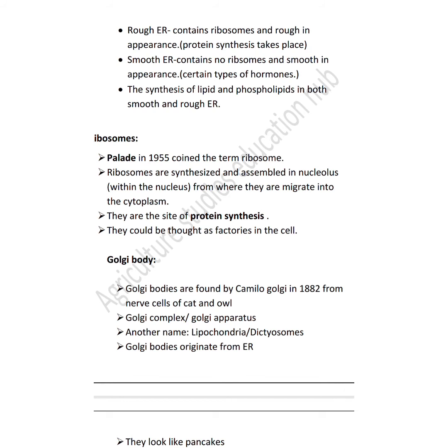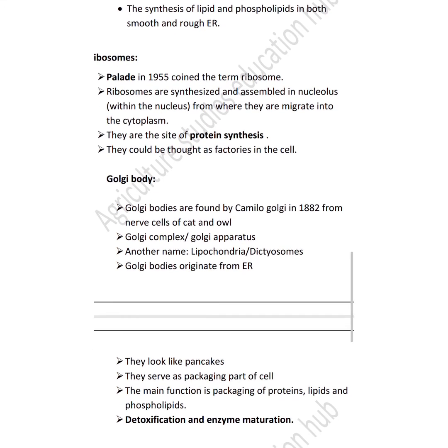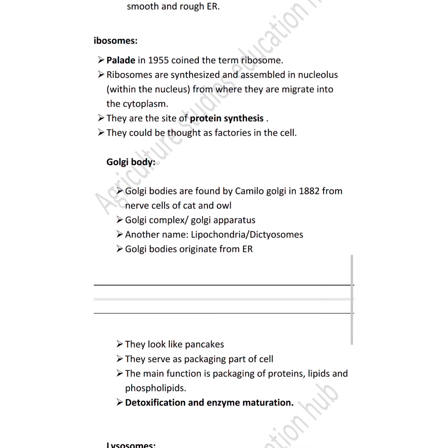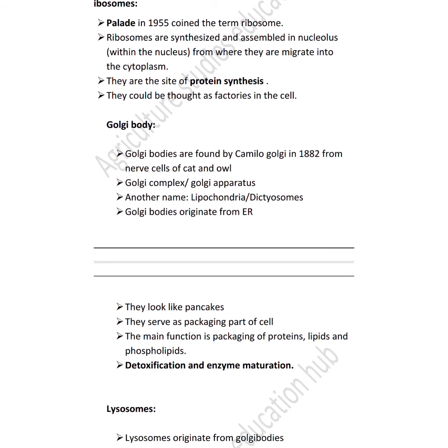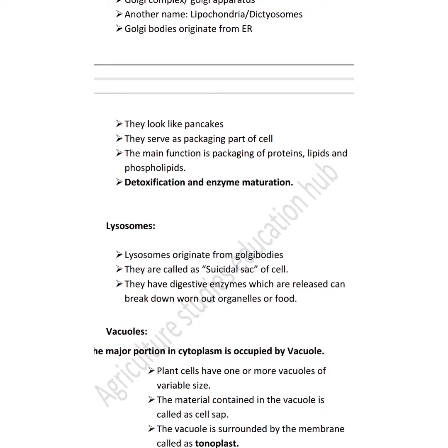Next, Golgi bodies. Golgi bodies were found by Camillo Golgi in 1882 from the nerve cells of cat and owl. It is known as Golgi complex and Golgi apparatus also. The other names are lipochondria or dictyosomes. Golgi bodies originate from the endoplasmic reticulum. They look like pancakes. They serve as a packaging part of the cell. The main function is packaging of proteins, lipids and phospholipids. Detoxification and enzyme maturation also take place in Golgi bodies.